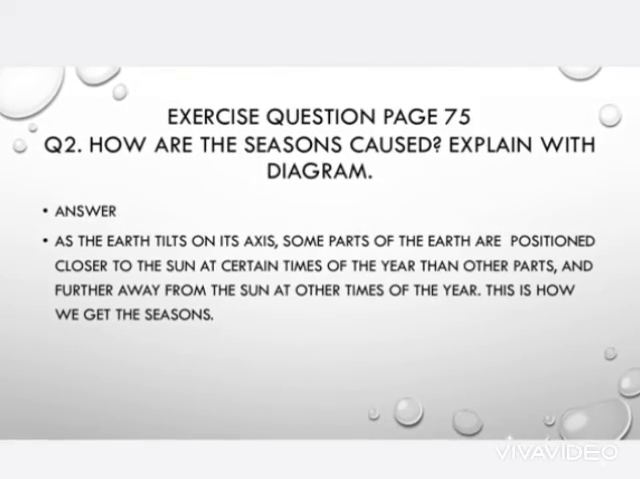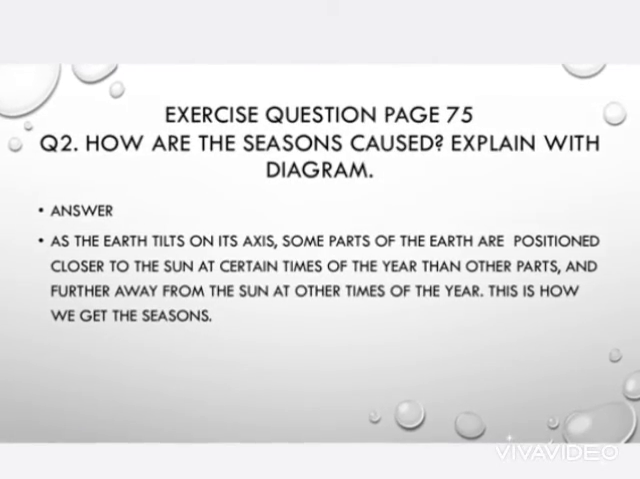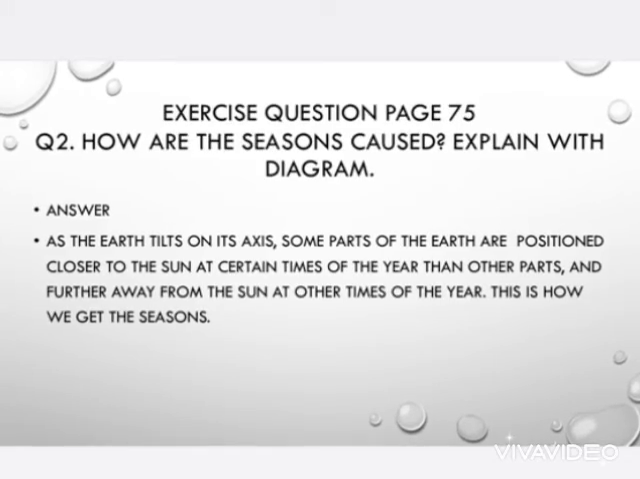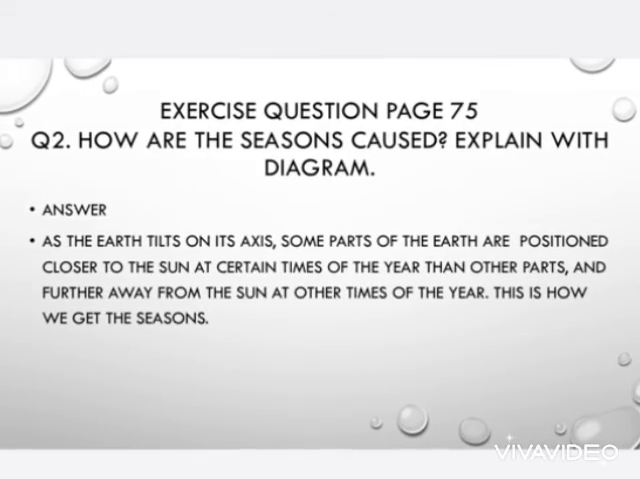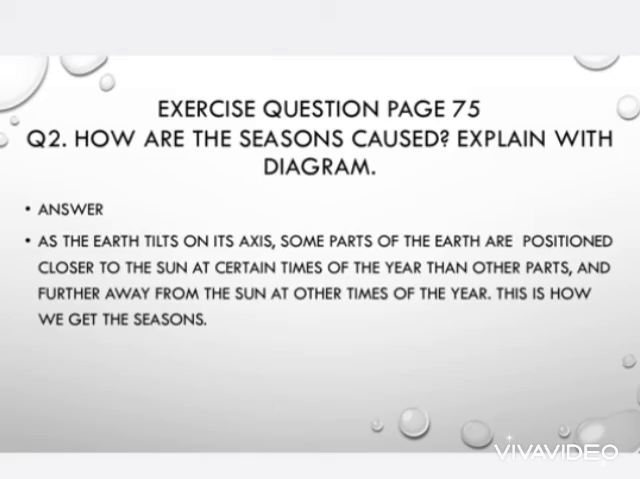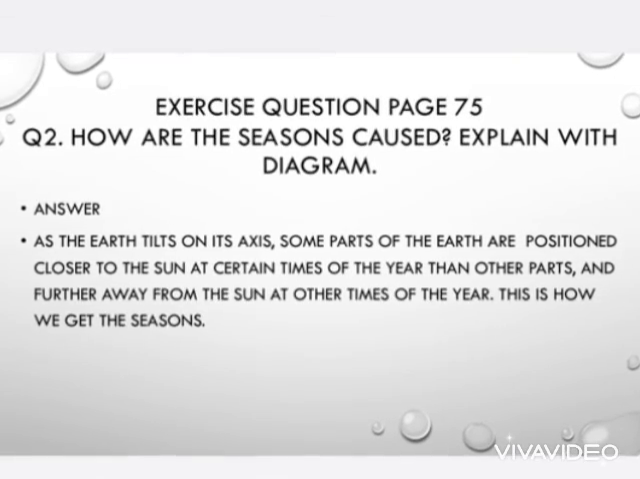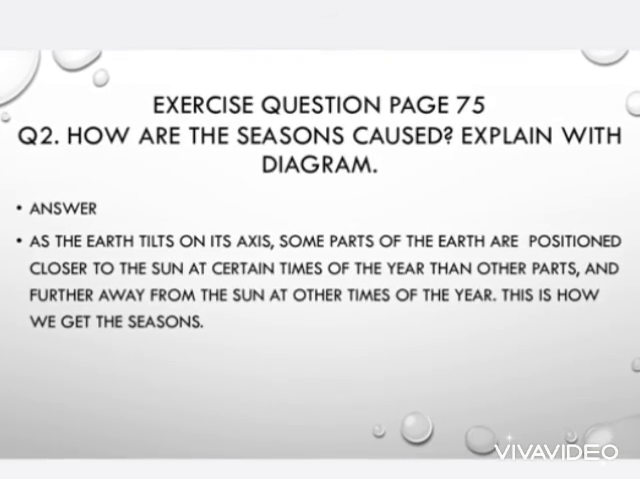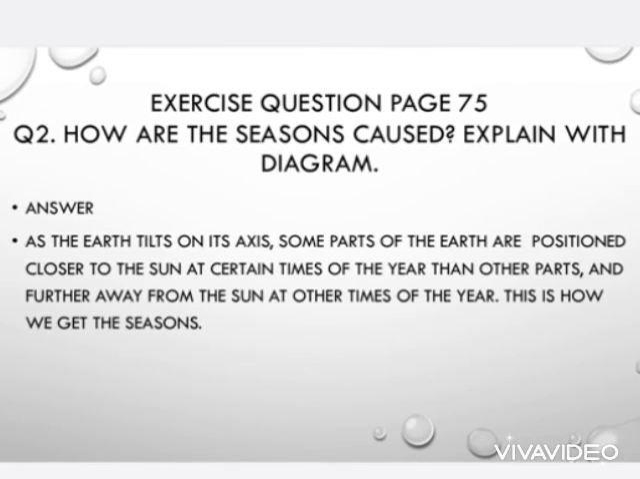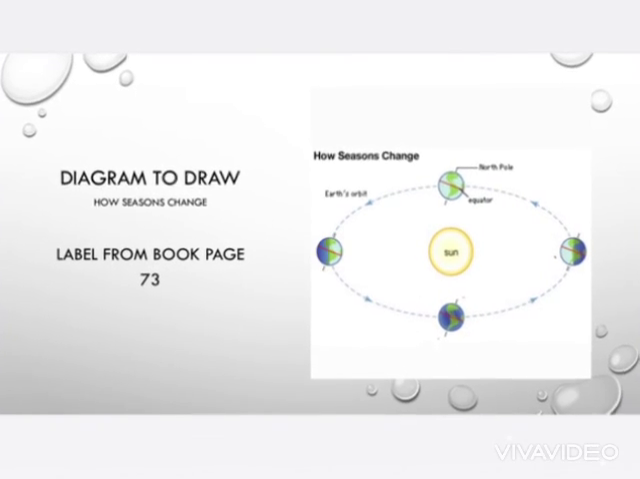As the Earth tilts on its axis, some parts of the Earth are positioned closer to the Sun at certain times of the year than other parts, and further away from the Sun at other times of the year. This is how we get the seasons. You will write this answer in your notebook, and with this answer you will draw the diagram. The diagram is also mentioned here. Do label the diagram. It's very important.